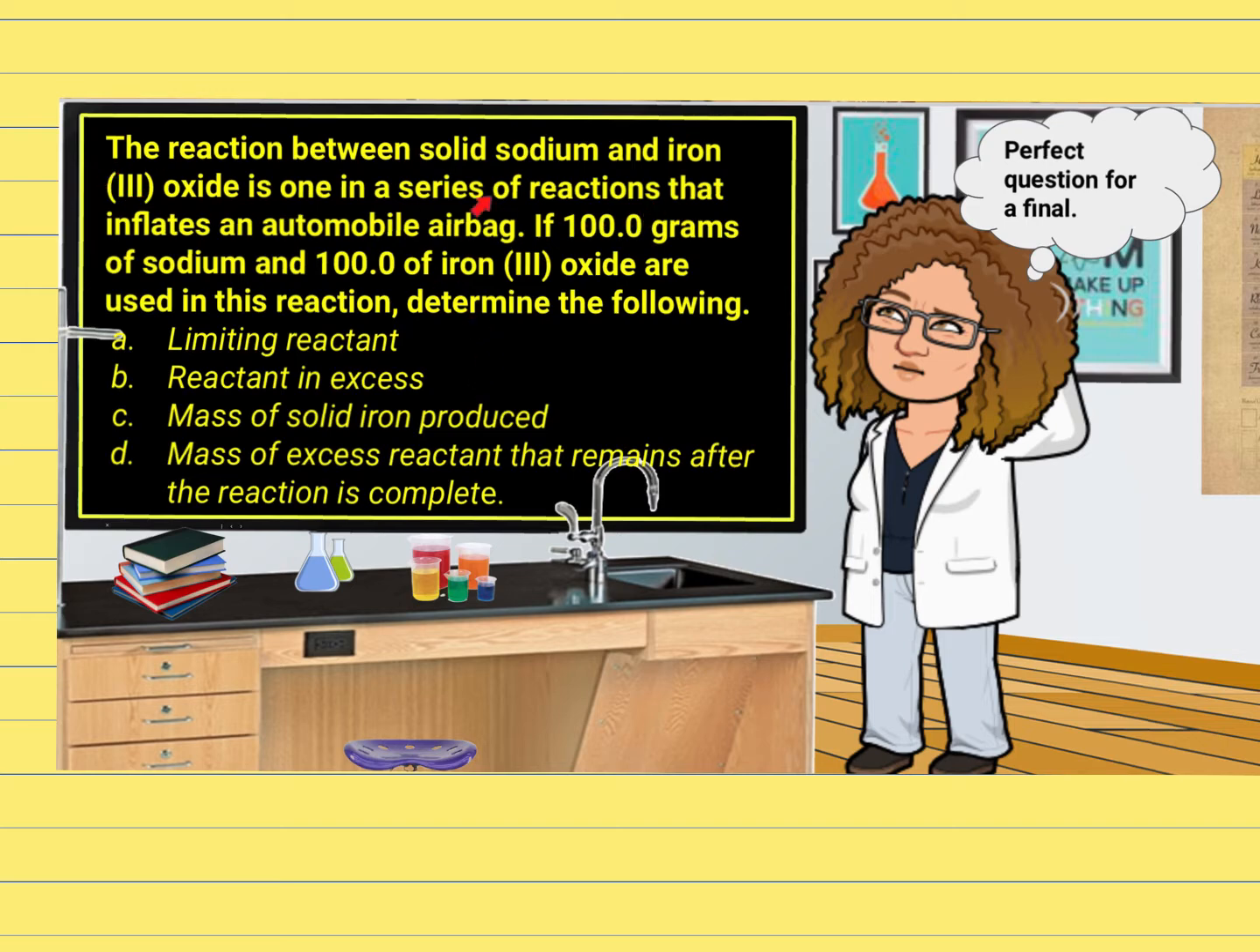As you can see in this question, they are giving you a reaction between solid sodium and iron trioxide. Now they are giving you the amount of grams of sodium. Remember that we're talking about limiting reactants, so I'm always going to give you the amount of the reactants in grams. Why in grams? Because I don't have any instrument in the chemistry lab that measures moles. So in this case, I'm giving you 100 grams of solid sodium and 100 grams of iron trioxide. They're reacting, and I want to know in that reaction what is the limiting reactant.